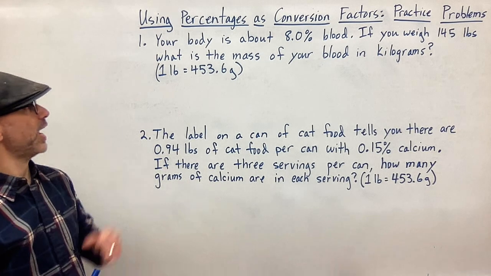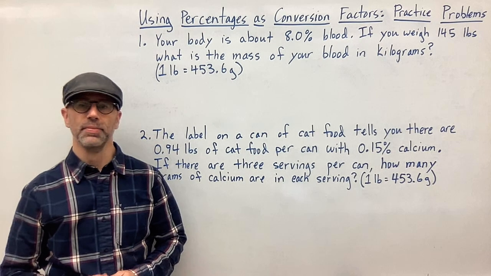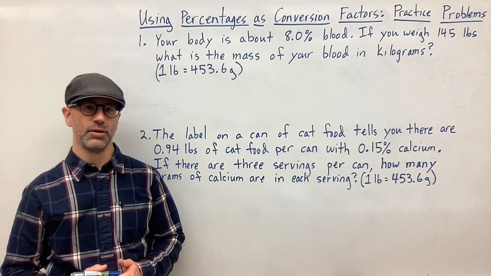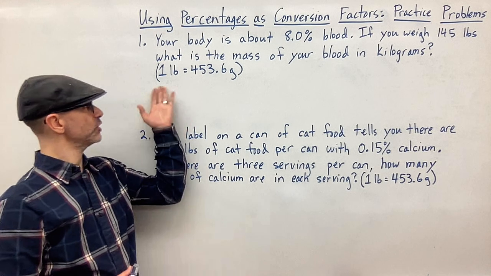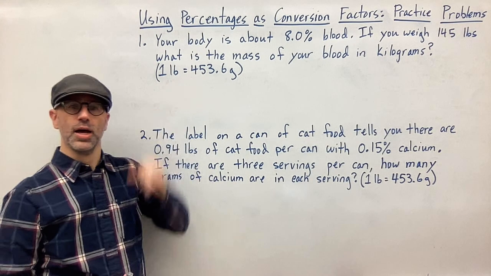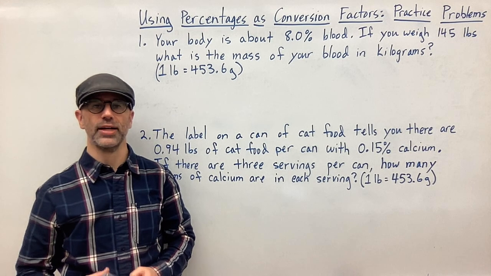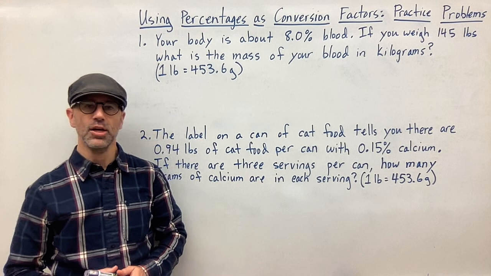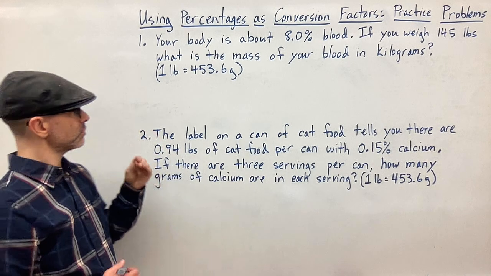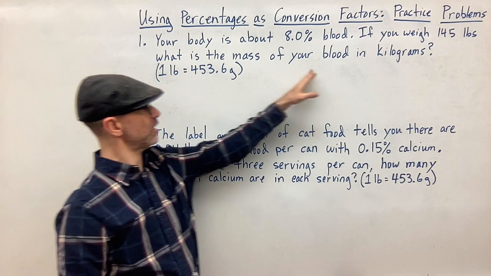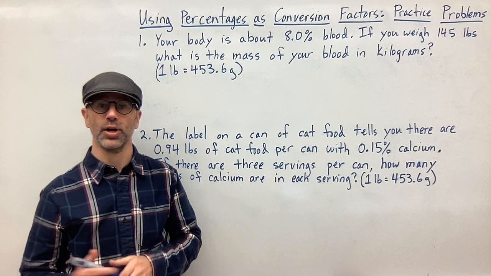So in this first problem, we have your body is about 8.0% blood. If you weigh 145 pounds, what is the mass of your blood in kilograms? They're giving us the conversion factor, the equality between 1 pound and 453.6 grams. So we are going to use that to help us convert to kilograms. So we start with 145 pounds. Remember, the question is, what is the mass of the blood in kilograms? That's our goal. That's where we want to get. So the question tells us where we're going to go.